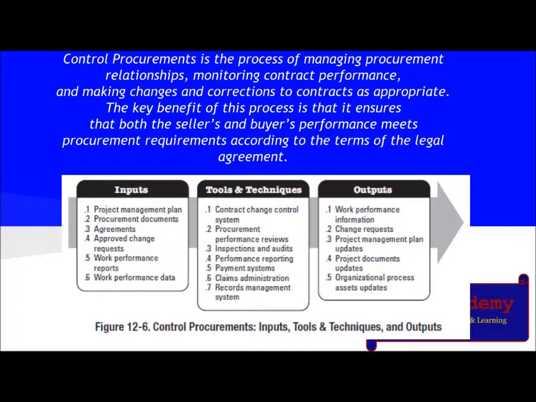The inputs involved are PM plan, project document, agreement, approved change request, work performance report, and WPD. The tools and techniques are contract change control system, procurement performance reviews, inspection and audit, performance reporting, payment system, claims administration, record management system. The output is WPI, change request, PM plan, project document updates, and OPA updates.